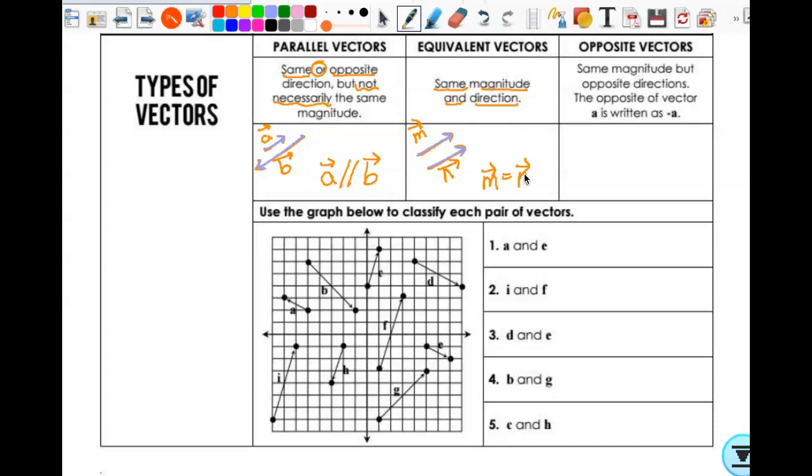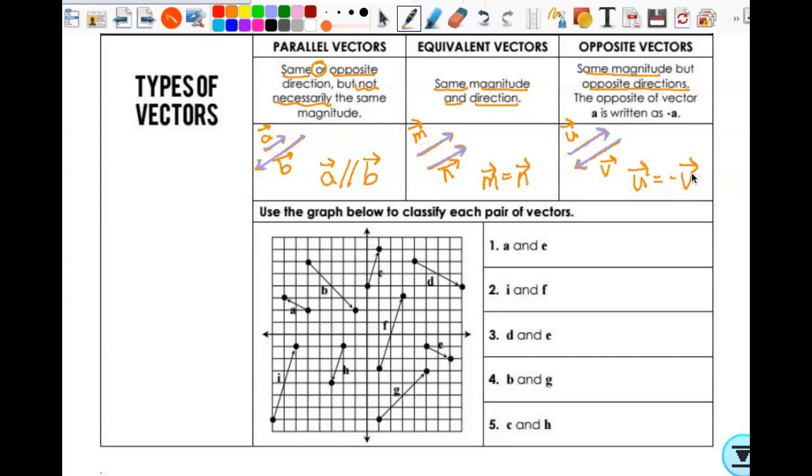And then opposite vectors have to have the same magnitude, but opposite directions. And the opposite of vector A is written as negative A. That's how you show opposite there. So we can do these two. We can call it vector U and vector V. And so here, vector U is equal to negative vector V, or the opposite of V.